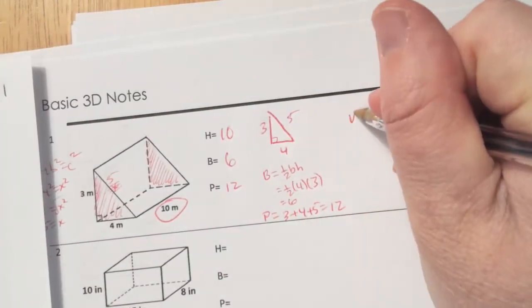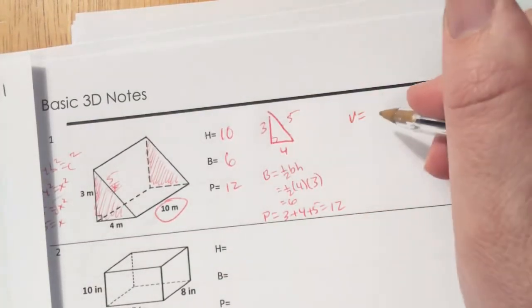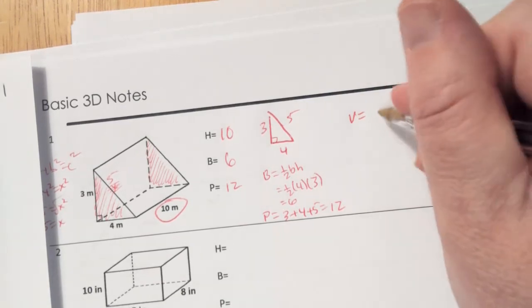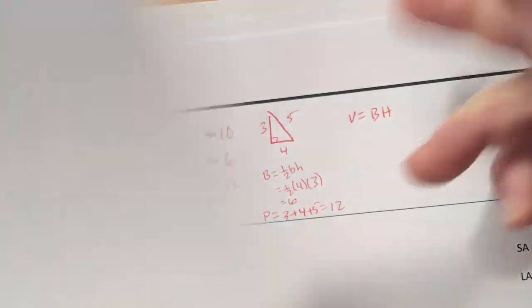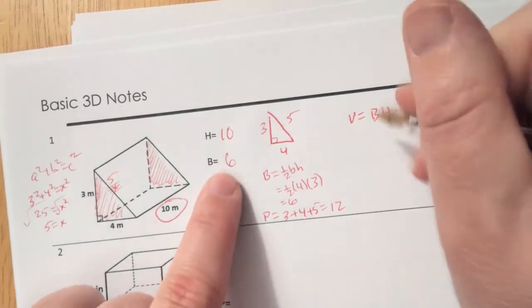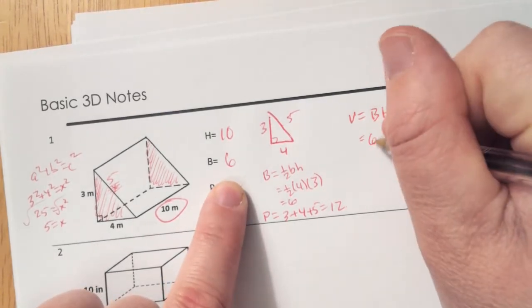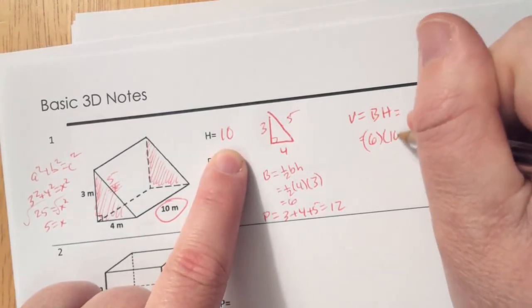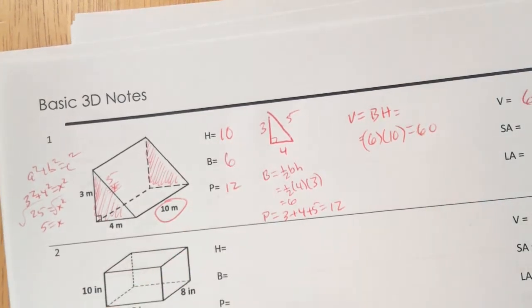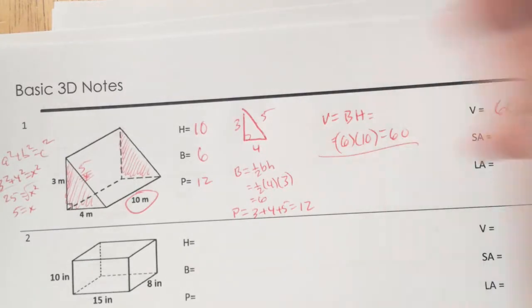All right, so volume for a prism, because this is a prism, the volume is equal to capital B times capital H. That's what it says. So all you have to do is plug it in. Capital B is a 6 and capital H was a 10, you put that in and you got 60 and you're done. Awesome. Okay, go to the next part.